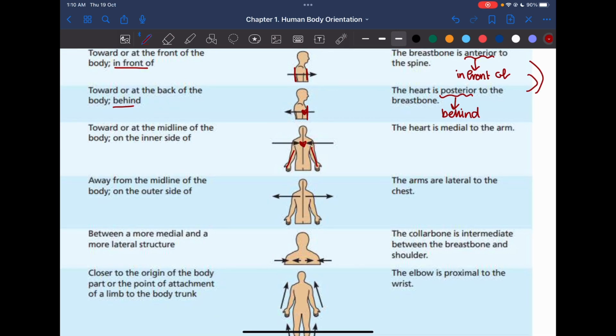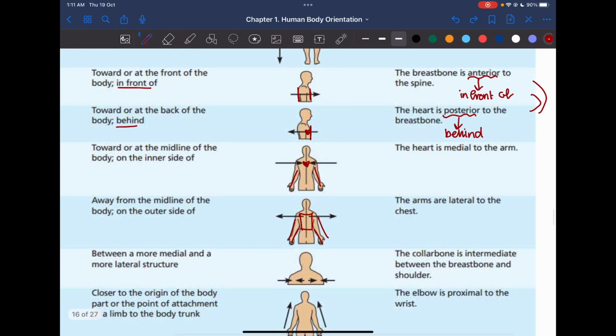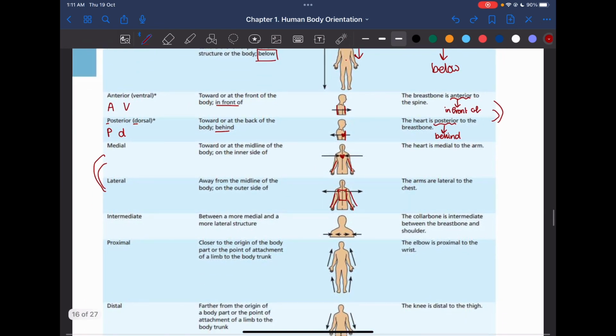The arms are more away from the midline than the chest, because this is your chest and these are your arms. They're obviously away from it. Also, don't forget, I forgot to say that here, your heart is more toward the midline than your arms here. So yeah, these two also they can play with.